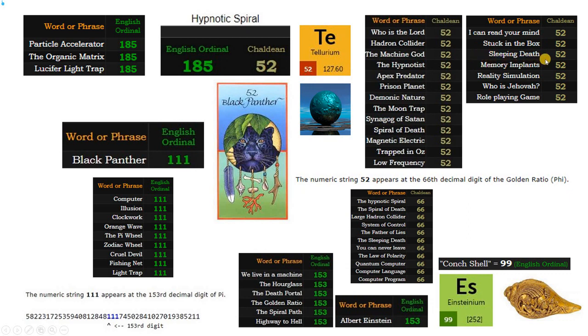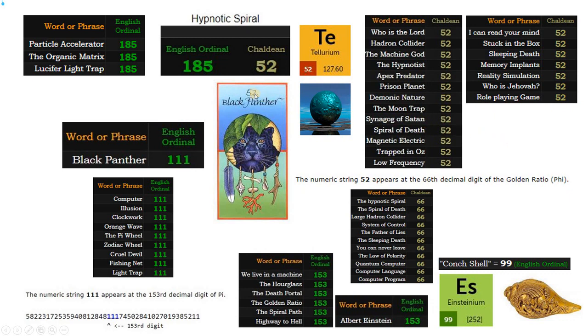Stuck in the box, sleeping death, so this is the spell that has been put on us. And we can see that in Snow White. Victim of the sleeping death was the spell cast on Snow White. And we have memory implants, reality simulation, who is Jehovah, that is the same as the Lord, and role-playing games, so this entity is playing games with us.